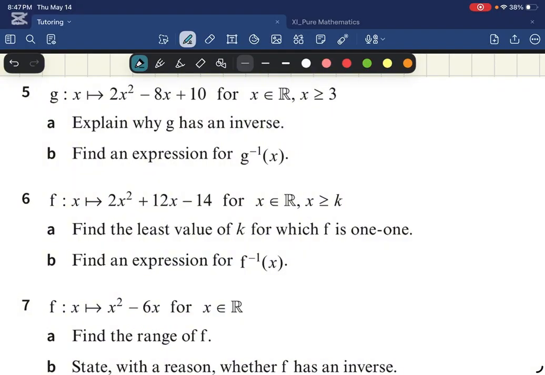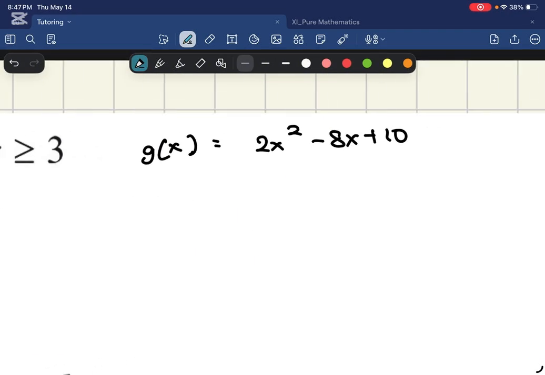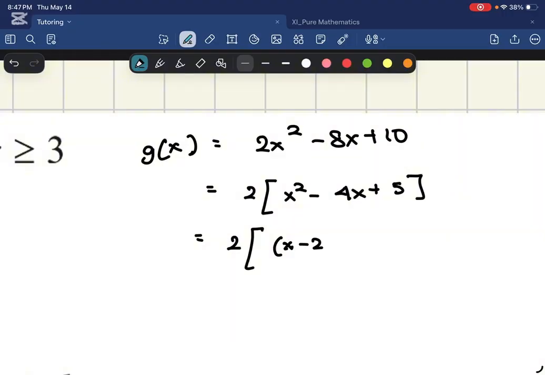Question 5. So we are given this expression, and let's look at it. We have g of x is equal to 2x squared minus 8x plus 10. If I factor out the 2, I have x squared minus 4x plus 5, and I can complete the square. So x minus 2 squared plus 1, right?